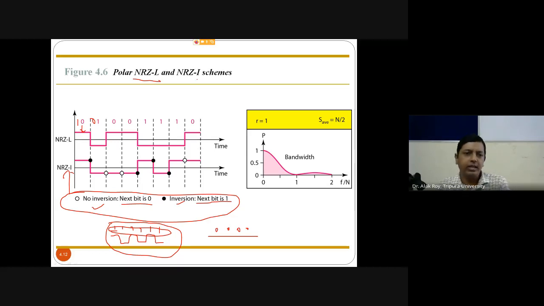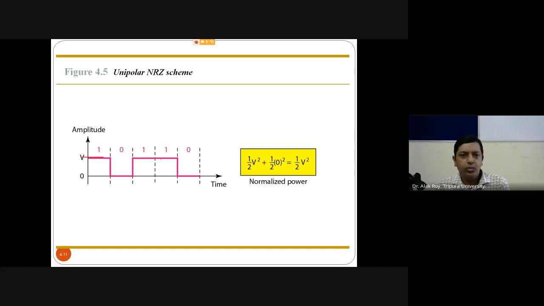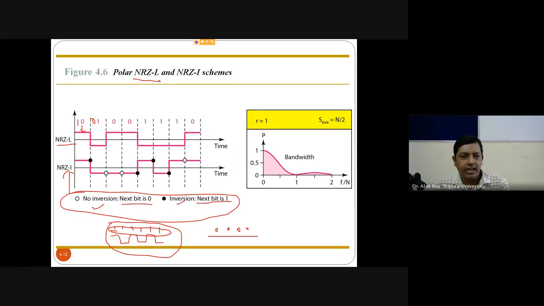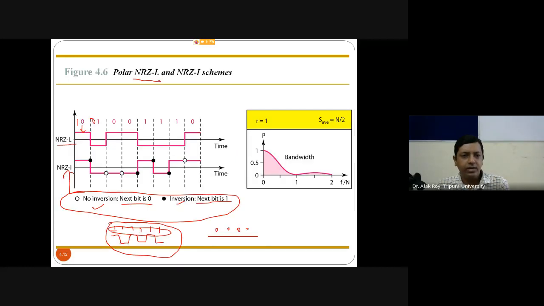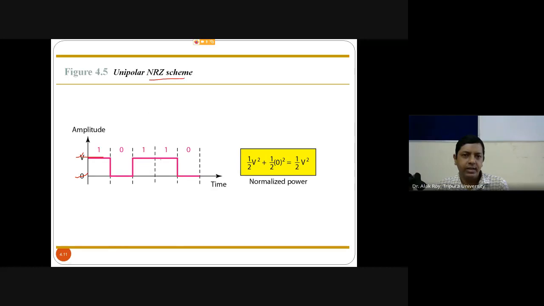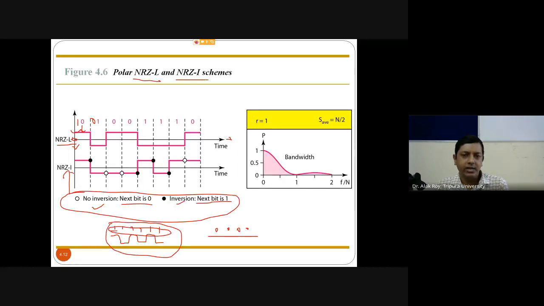You can have a question: sir, unipolar NRZ is almost the same as NRZ-L, so what is the difference? The difference is that unipolar uses 0 and V. Here you are using 0 in the middle, with V and minus V. NRZ-L uses voltage V and voltage minus V for bit stream line encoding, and the middle level is 0. I hope these three topics, NRZ, NRZ-L and NRZ-I schemes, are clear to you.